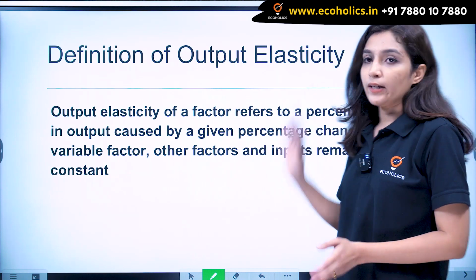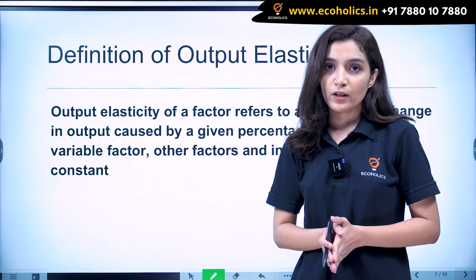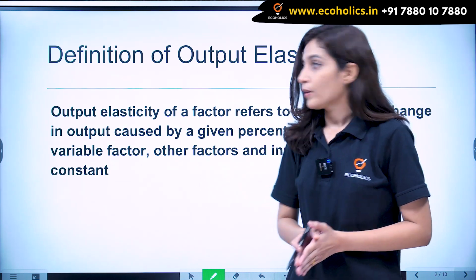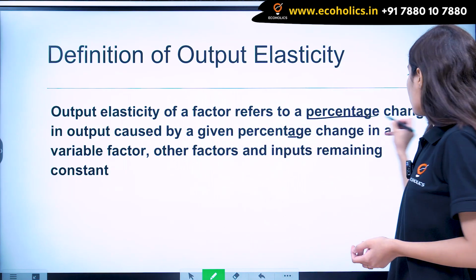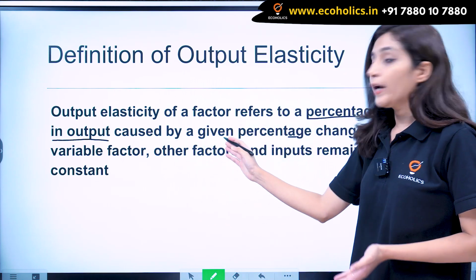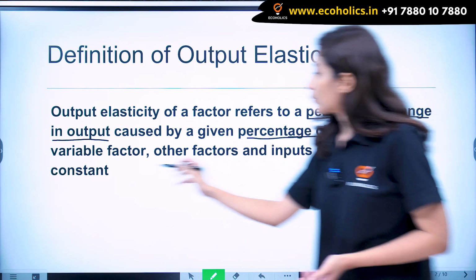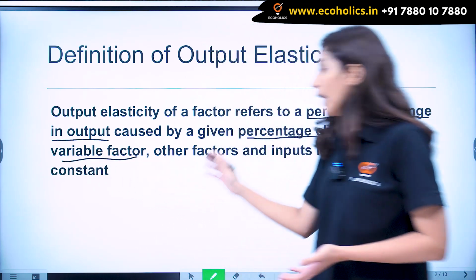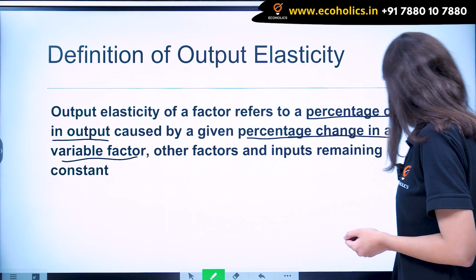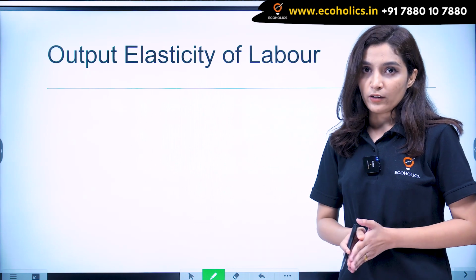So what is output elasticity? Output elasticity is simply the percentage change in output that is caused by a given percentage change in variable factor, and other factors are held constant. So let's determine output elasticity of labor in case of Cobb-Douglas production function.